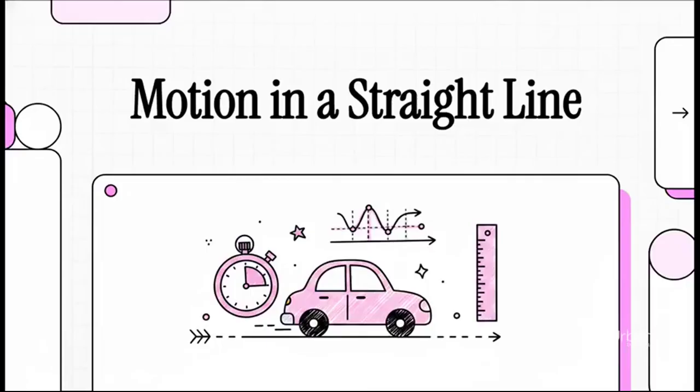Welcome to the Explainer. Today, we are diving into something absolutely fundamental. We're talking about motion in a straight line. We're going to break down exactly how to measure movement and, honestly, the coolest part, how to mathematically predict exactly where an object is going to be in the future. Let's get right into it.